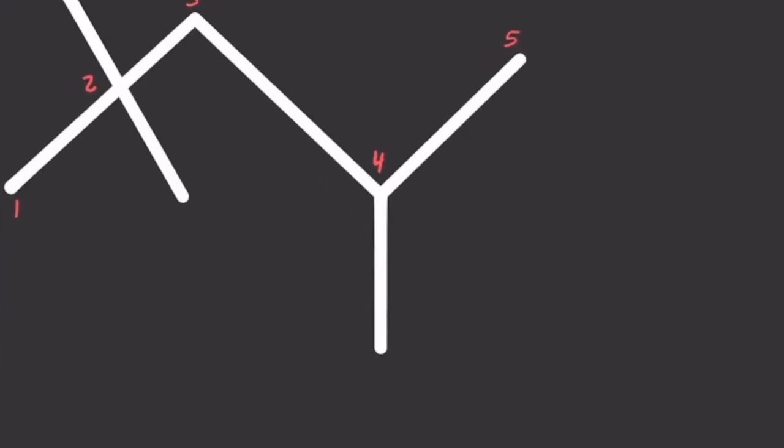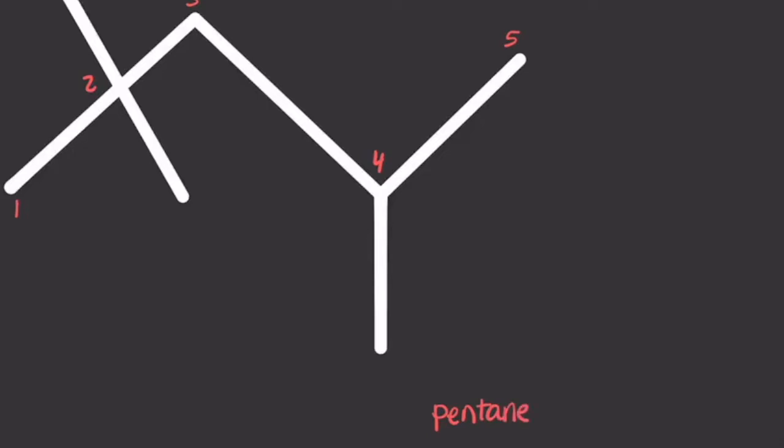So for this compound, we're going to start by writing our longest carbon chain while trying to keep our substituents on the lowest number possible. So this would be 1, 2, 3, 4, and carbon number 5. So there's 5 carbons, so we're going to have pentane. They're all single bonds.